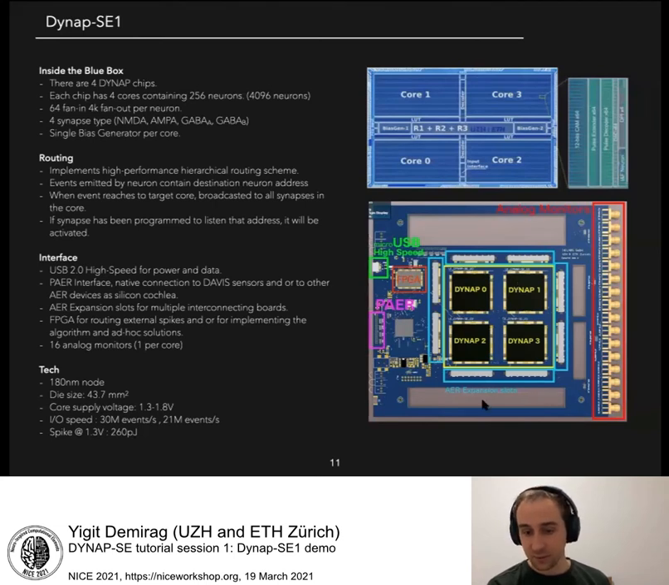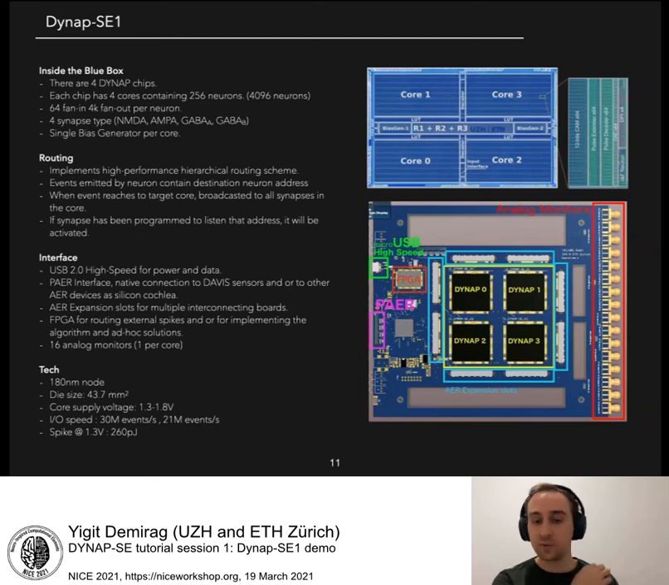Inside this board, we have 4 different DYNAP chips, and each chip shown has 4 different cores. You can see the 4 cores here, and each core has 256 neurons. So in total, with this box, you are going to get 496 neurons. Each neuron can have 64 fan-in and 4K fan-out. There are 4 configurable synapse types, which correspond to NMDA, AMPA, GABA-A, and GABA-B type synapses.